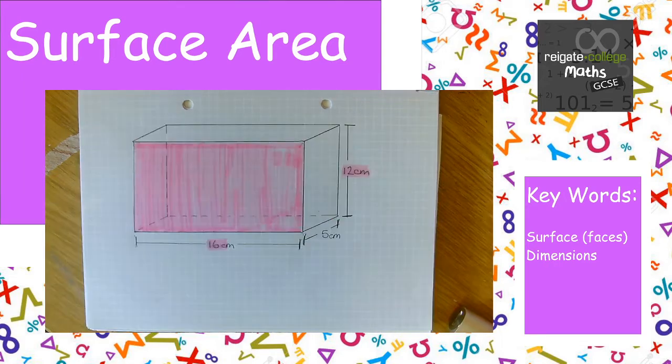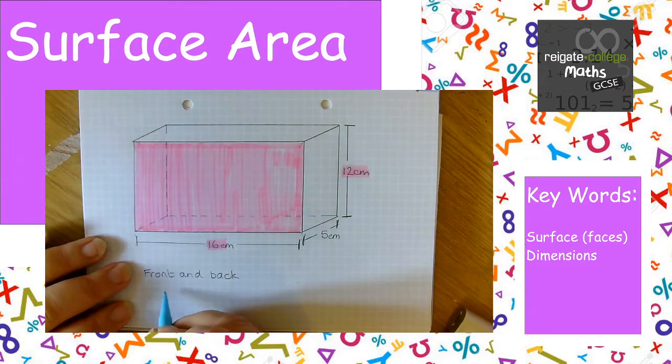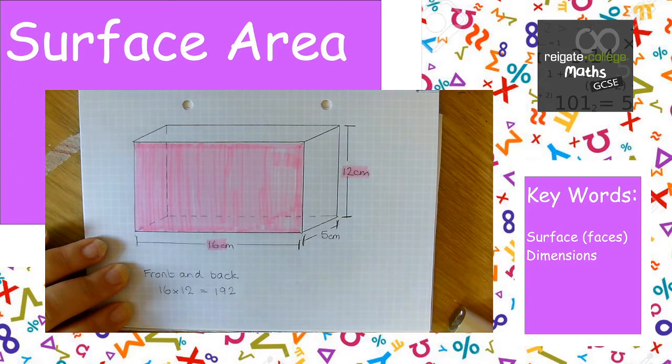Here I've highlighted the dimensions I need for the front and the back. So I'm multiplying 16 by 12, which gives me an area for one of the surfaces as 192. I have 2 identical surfaces, so 192 multiplied by 2 gives me a total area of 384 centimetres squared.